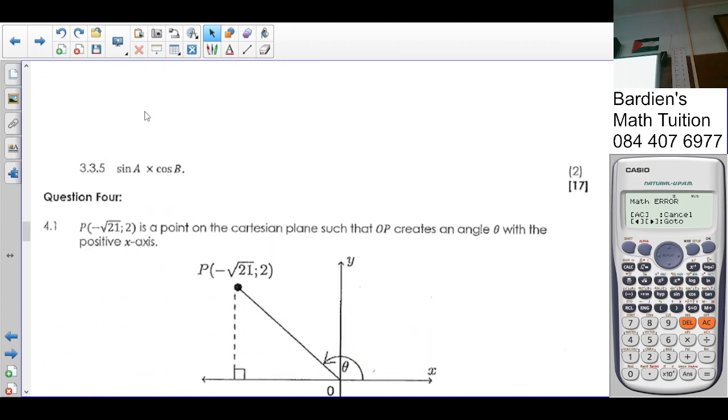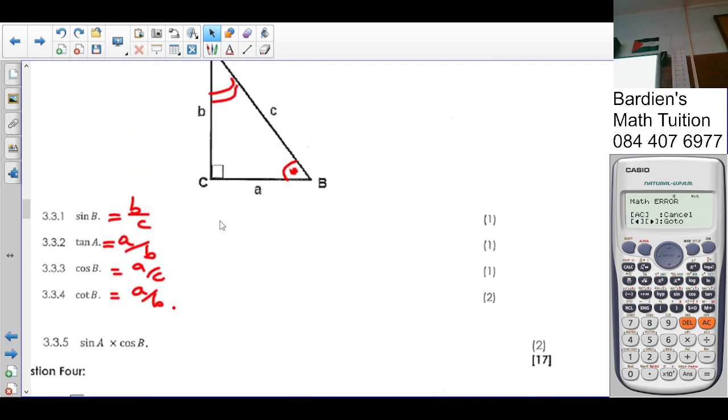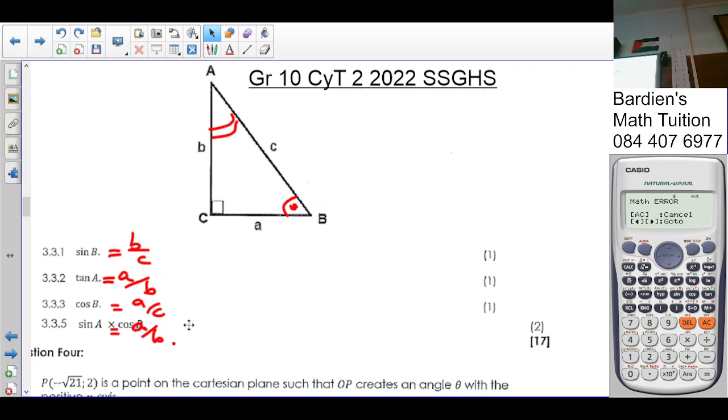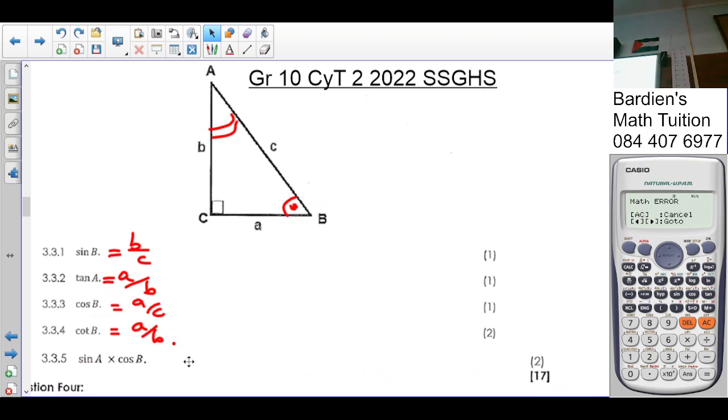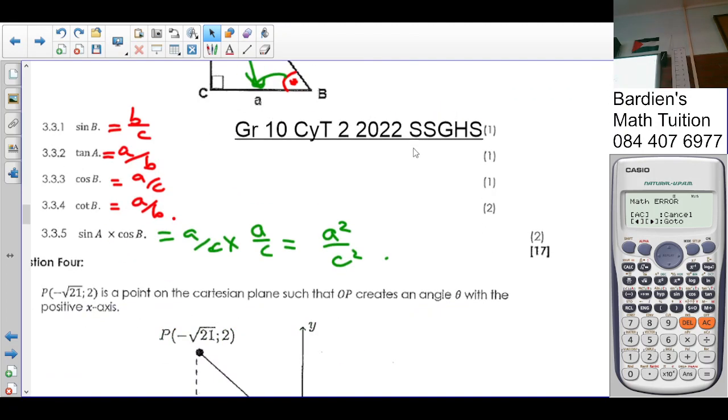Let's carry on with the next question. 3.5. In question 3.5, they want to know what is sine of A times cos of B. Sine is opposite, so it's A over hypotenuse, which is C, times cos of B, which is adjacent, which is A over hypotenuse, which is C, so it's A squared over C squared. Alright. You all okay with that? Let's carry on.